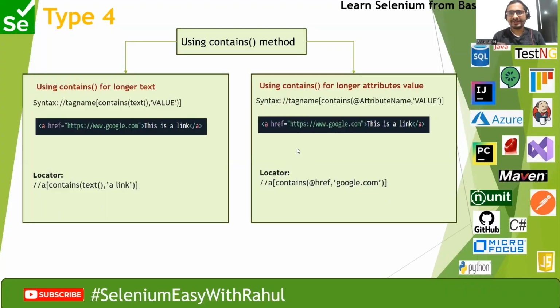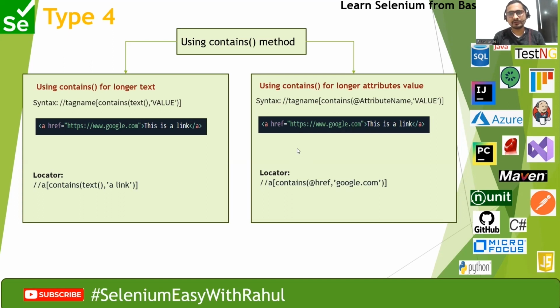In our previous session we discussed finding the XPath using the text function, and today we are going to discuss a very important topic: finding the XPath using the contains function. So let's check out. Type 4 to create XPath is by using the contains function.